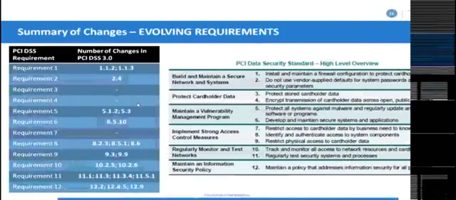Okay, this was in terms of the clarifications. In terms of the evolving requirements, if you look at the slide that I have up here now, there are about 20 evolving requirements that PCI DSS version 3.0 has brought into place.